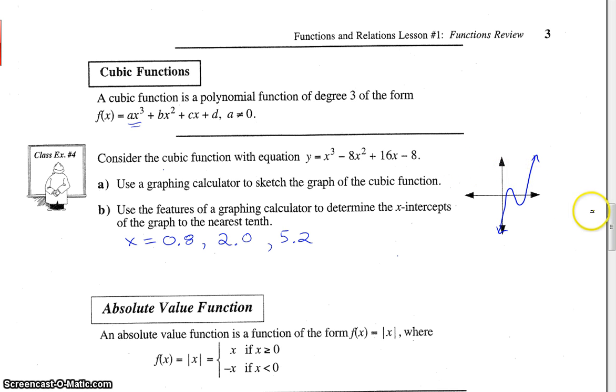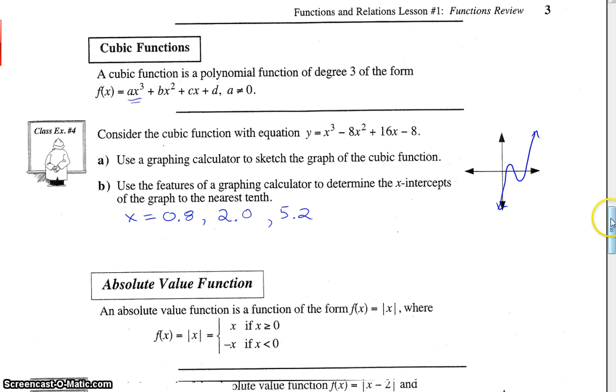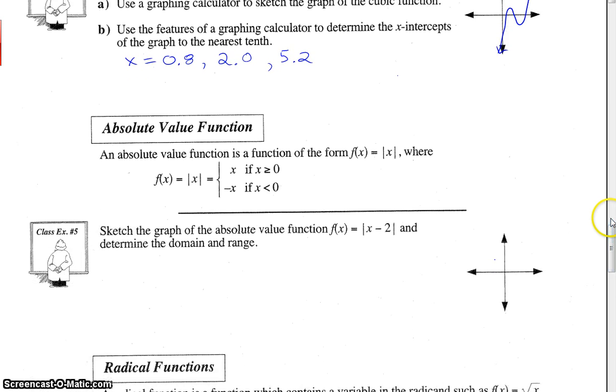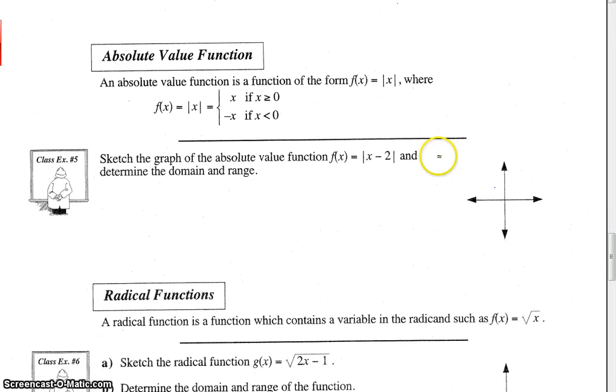Okay, so next type of function we're going to look at is the absolute value function. Now the absolute value function has a basic form of f of x equals absolute value of x, as long as no transformations have been done to it. And it actually can be broken down into two pieces. It's because it looks like a V.